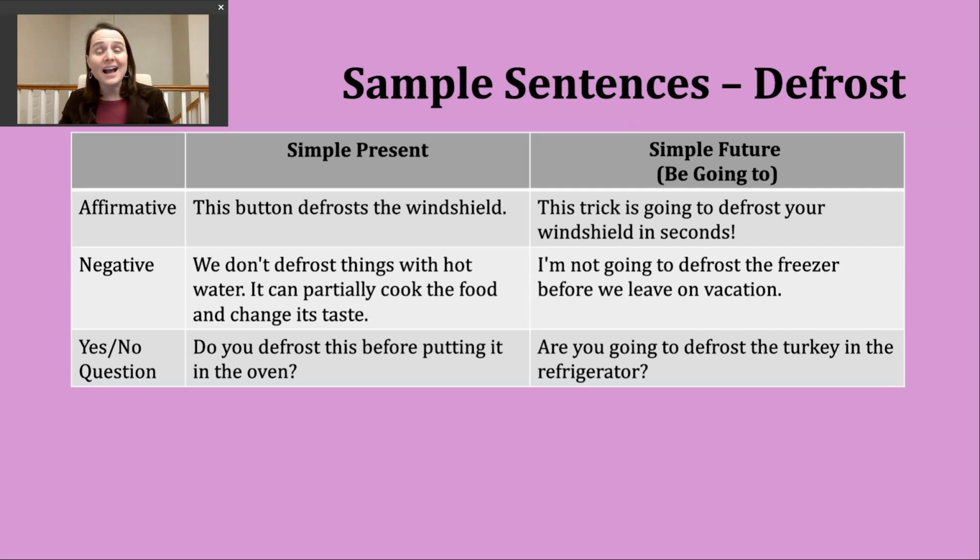If my subject is I, I'll use am, then going to, and then the base verb. But if my subject is he, she, or it, I'll use is, going to, and then the base verb. Finally, if my subject is you, we, or they, I'm going to use are, then going to, and the base verb. Okay? You can see this in my affirmative example. This trick is going to defrost your windshield in seconds.